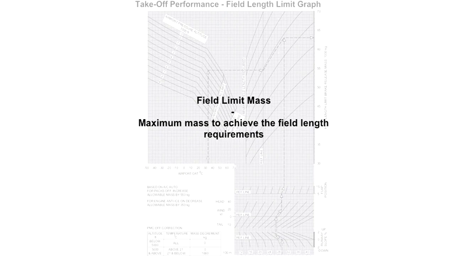The field limit brake-release mass is the maximum mass that will allow the airplane to meet its field length requirements at the airfield concerned. Therefore, to be heavier than the field limit mass would mean that either the one engine inoperative or the all-engine inoperative takeoff run, takeoff distance, or accelerate stop distance exceeds the available distances at the airfield.